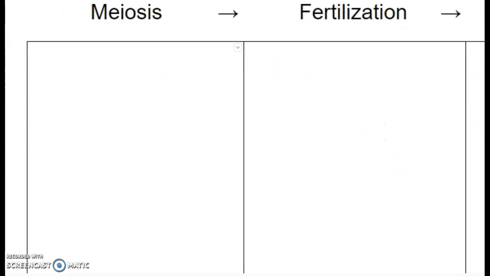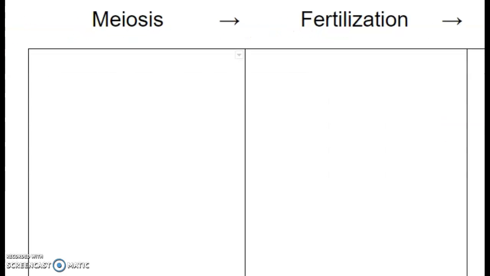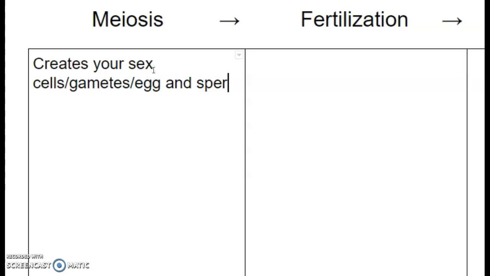Okay? So now if we go to our note sheet here, again, we're going to be doing meiosis, fertilization, then mitosis, differentiation. So the first one we'll do is meiosis. Okay, so this creates your sex cells, which are also called your gametes, or your egg and sperm cells. And one way to remember this is because meiosis has an E and an S, egg and sperm.